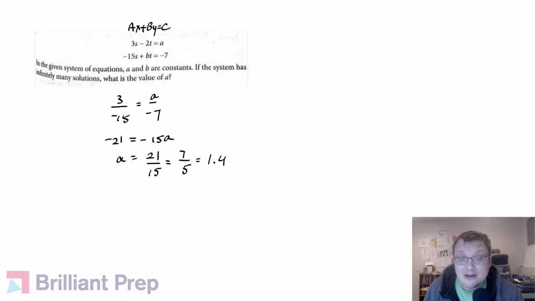And that's it. Now again, if I wanted to find b, I could just set up a proportion 3 to negative 15, as negative 2 is to b, solve for that.